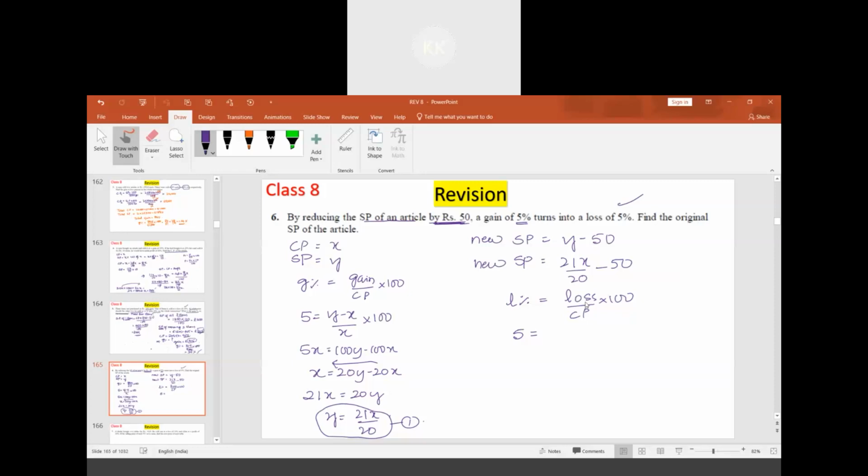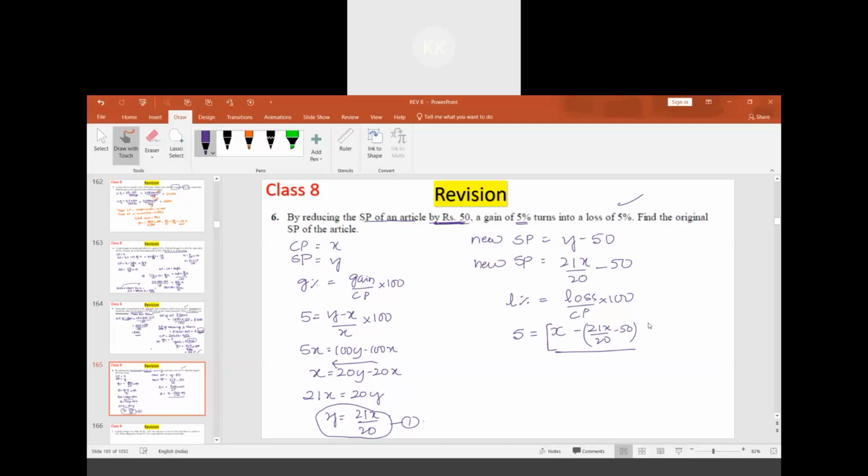When this is the new selling price, then there is a loss of 5%. So if I use the formula loss percentage as loss divided by CP into 100, loss percentage is 5, which is equal to loss. Loss is cost price minus the selling price. So from x, I need to subtract this whole thing, 21x by 20 minus 50, divided by the cost price x into 100. This equation we need to solve.